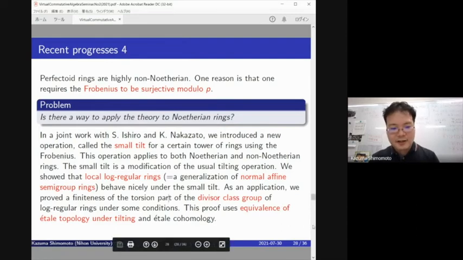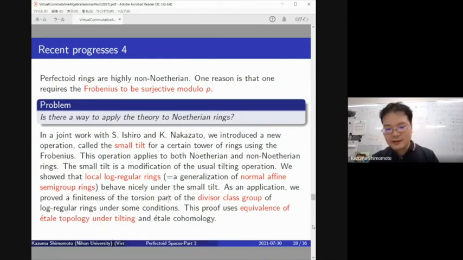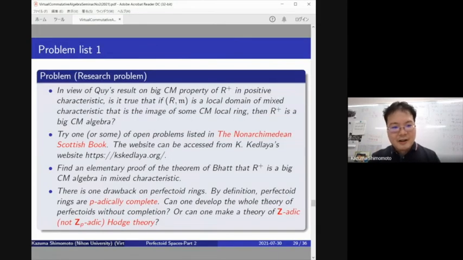Okay, so this is just our attempt to apply the theory to Noetherian rings, but I think there's still much to be done. Now finally, for many people who are really interested in learning or using perfectoid geometry, without too much worry about spending lots of time studying, here are some problems.